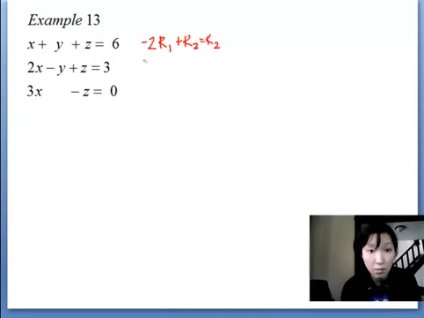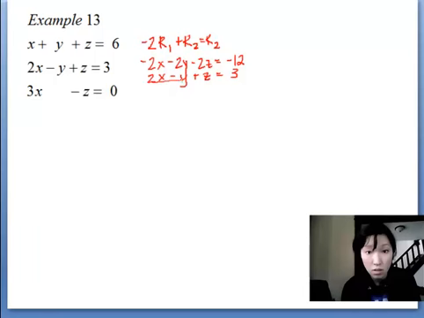So when I do that, I will be getting the following: negative 2x minus 2y minus 2z equals negative 12. And then I'm going to add it to my 2x minus y plus z equals 3. When I do that, this is going to knock out, and that's what we're trying to get, right? We're trying to get this to a 3, 2, 1, so I'm going to focus on getting rid of these. So here I'm going to get negative 3y, and take this really slowly because there are a lot of algebra errors that could happen, and it will throw off your final answer.